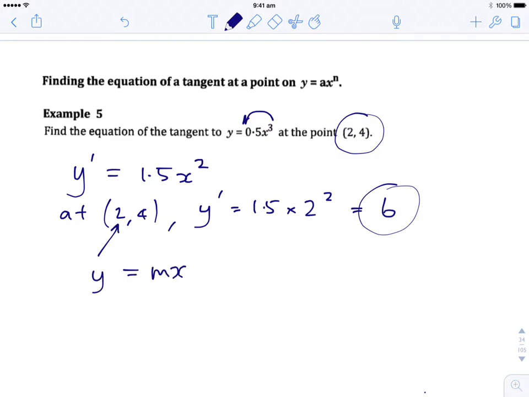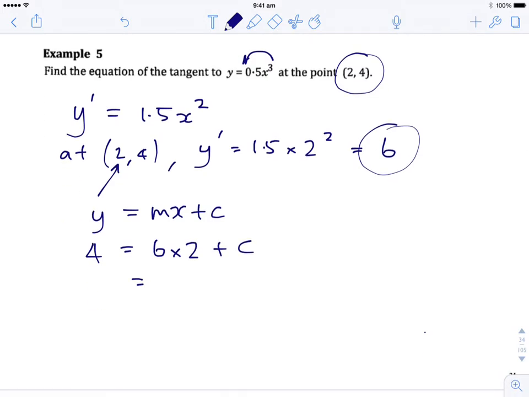y equals mx plus c. The y value is 4. The gradient is 6. The x value is 2, and this helps us to work out what c is. 4 is equal to 12 plus c. So c must be negative 8. So therefore, the equation of the tangent is y equals 6x minus 8.